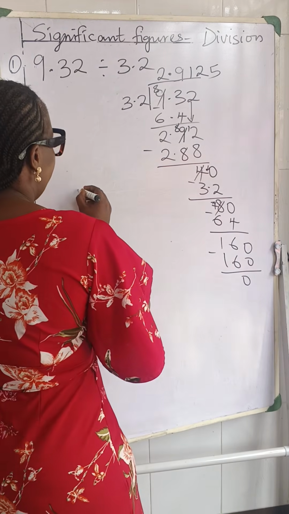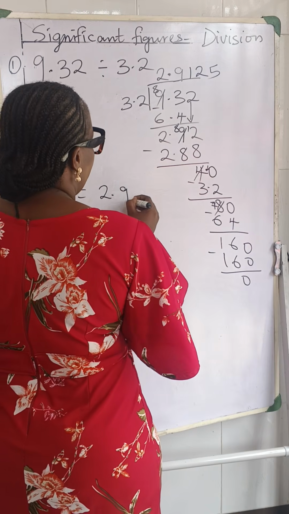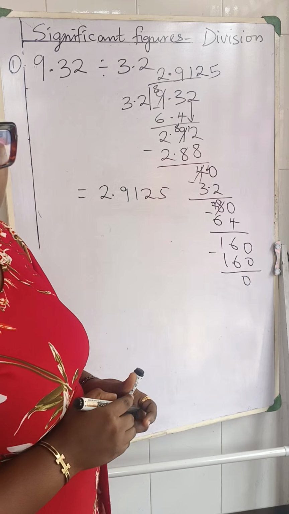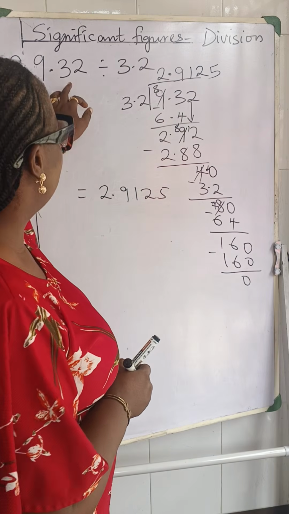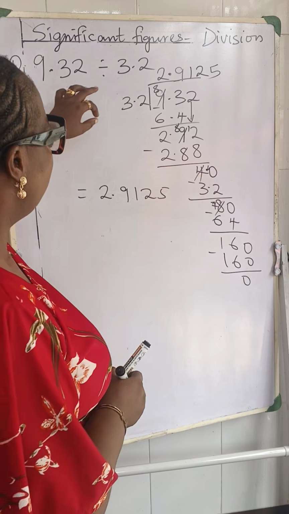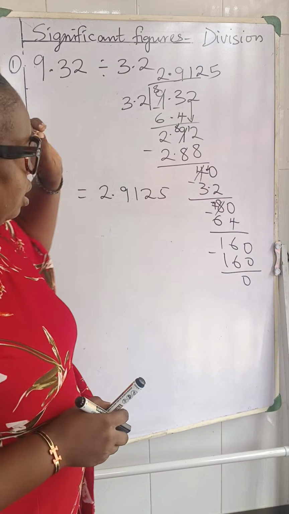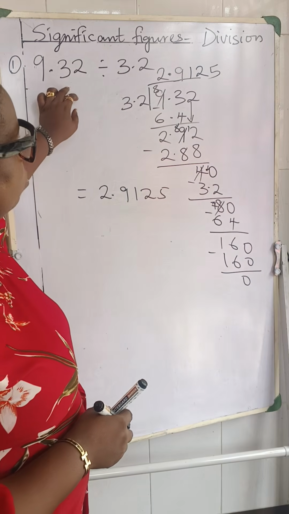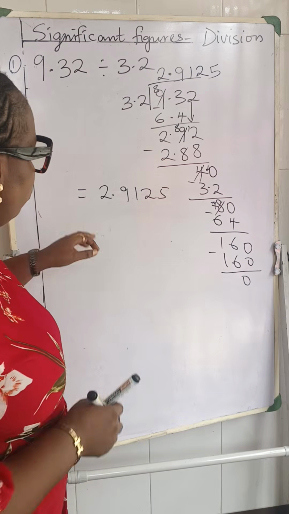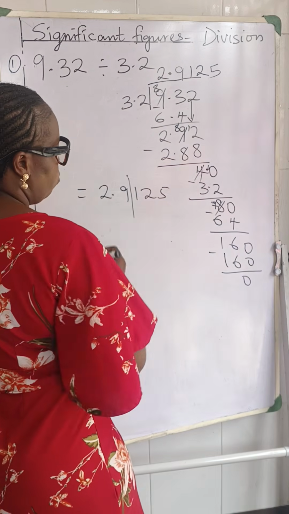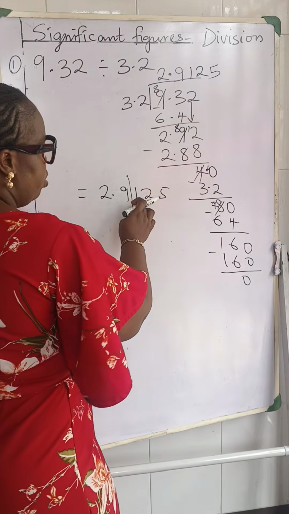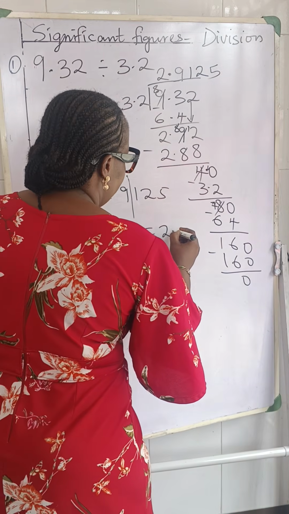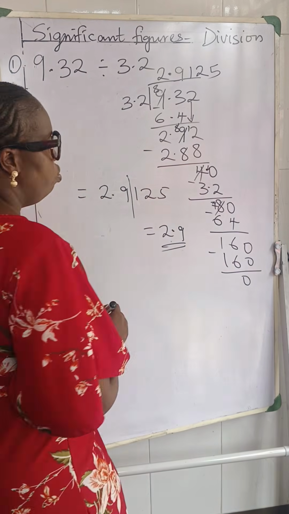Now our answer is 2.9125. But is that our final answer? No. The question says it should have the least significant figures. That is how we are going to end our answer. Here has 3 significant figures: 1, 2, 3. And this one has 2. So 2 is ending here, and the closest neighbor is 1, so it doesn't have any effect on the 9. So automatically our final answer rounded off is 2.9.